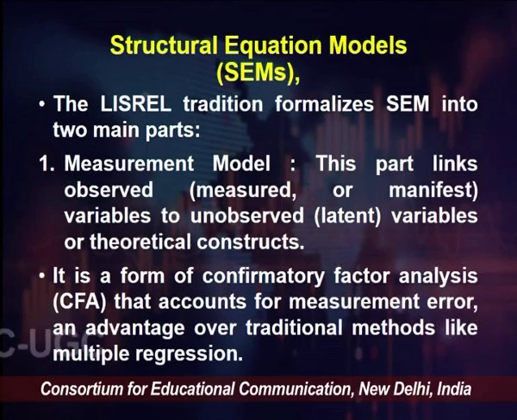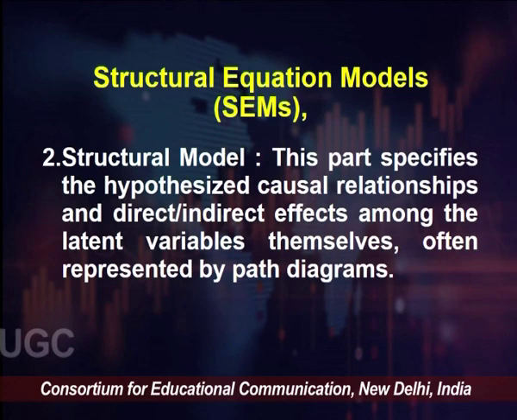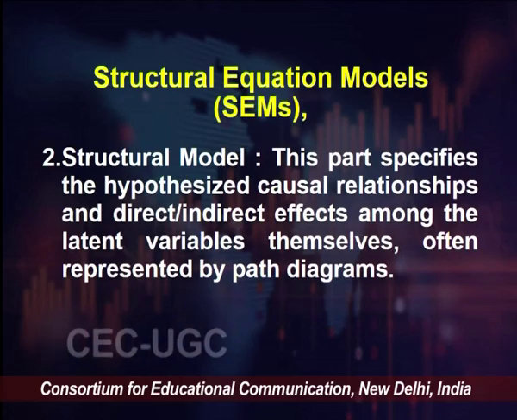What is the structural equation model? Basically, this tradition formalizes into two main parts. One is the measurement model. This part links observed, that is measured or manifest, variables to unobserved latent variables or theoretical constructs. It is a form of confirmatory factor analysis that accounts for measurement error, an advantage over traditional methods like multiple regression. The second part is the structural model.